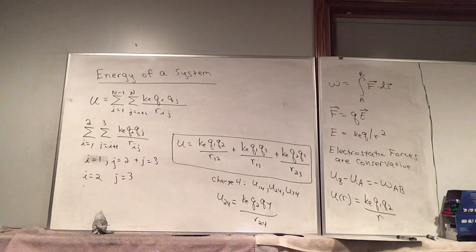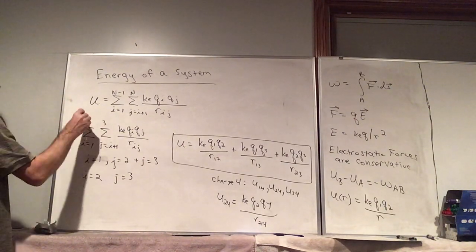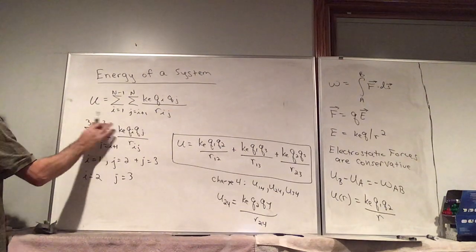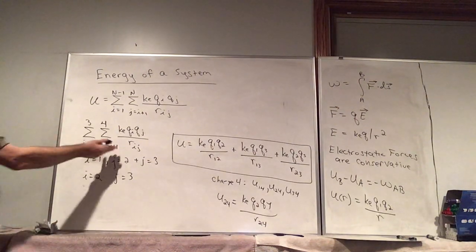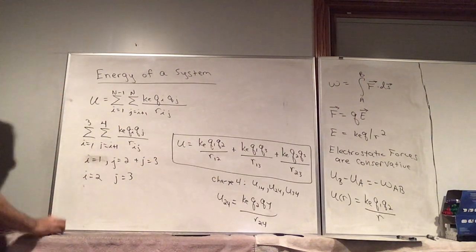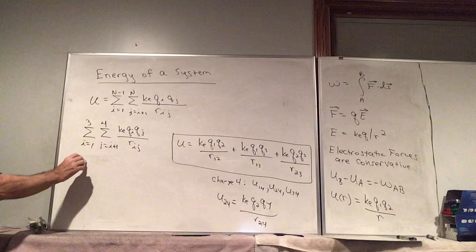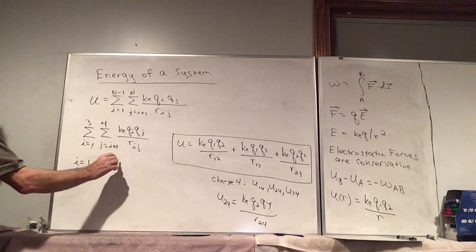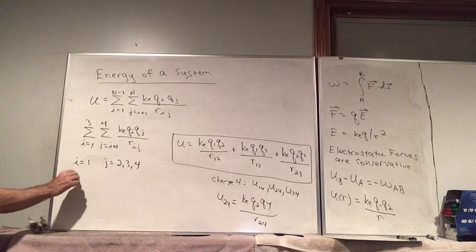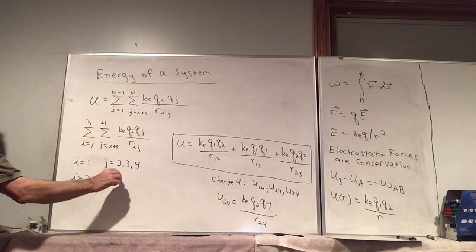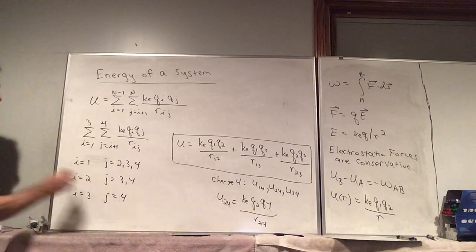Let's say we put in n equals 4 just to check. So if n equals 4, we'd have i go from 1 to 4, or 1 to 3. And then j would go from, well, i plus 1 to 4. So in that case, for i equals 1, j would be 2, 3, and 4. And then i goes to 2, j would be 3 and 4. And then i equals 3, and j would just be 4.